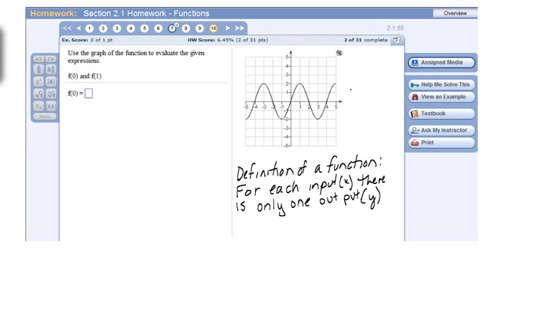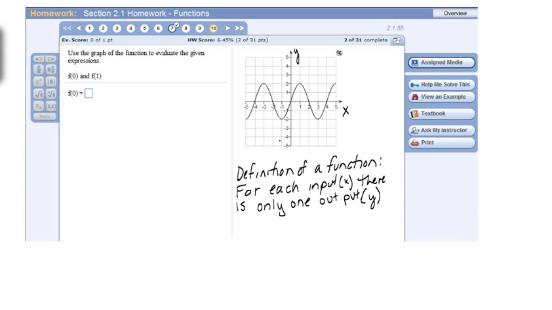And that is assuming that the input is on the horizontal axis, which I'll call x, and the output on the vertical axis, which I will call y. And this is a function because for each input there is only one output. So for instance, for 1, there's only one answer, 2. For 3, there's only one answer, -2, and so forth.